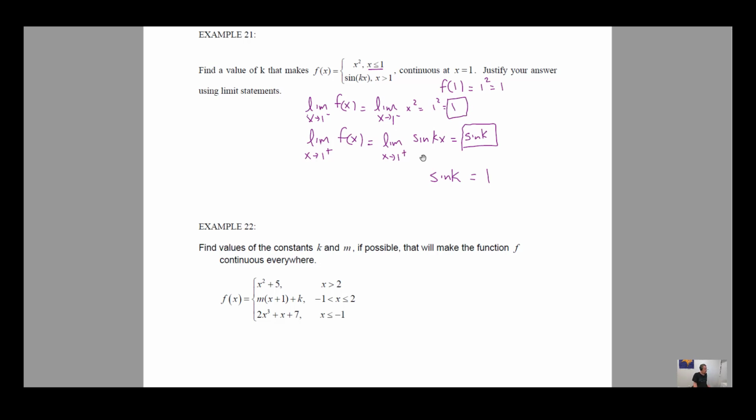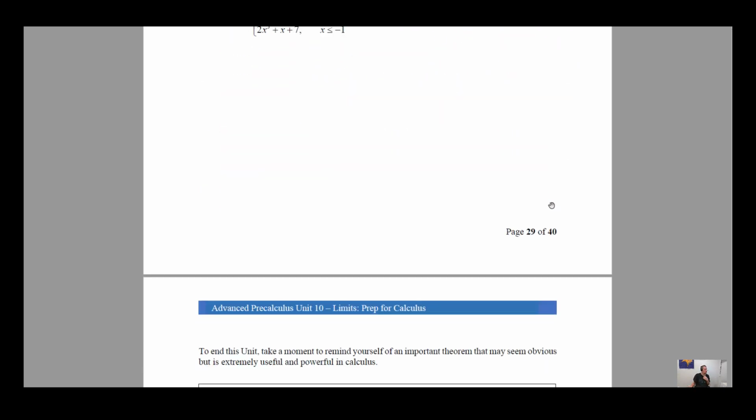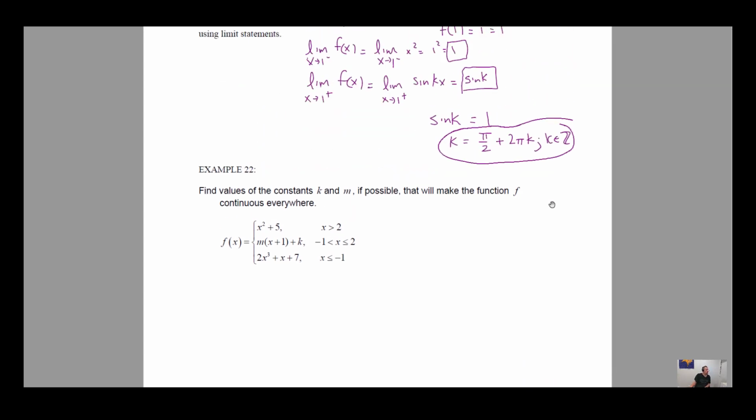So when does sine of k equal 1? Well, that'll happen when k equals the top of the circle, or any number of cycles of that. So the correct answer here is that k can be pi over 2 plus 2 pi n for any integer n. Okay, one more, let's do a find a value of the functions.